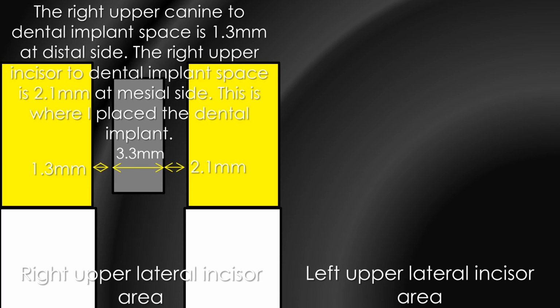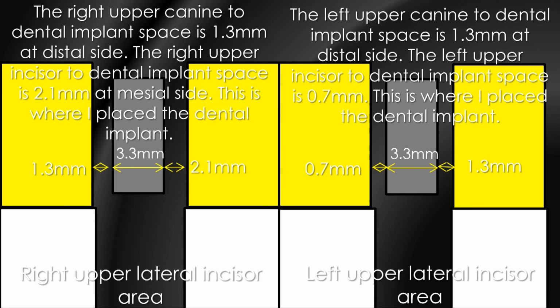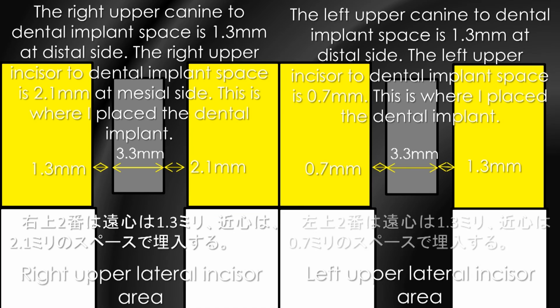The right upper canine to dental implant space is 1.3 mm at the distal side. The right upper incisor to dental implant space is 2.1 mm at the medial side. This is where I place the dental implant. The left upper canine to dental implant space is 1.3 mm at the distal side. The left upper incisor to dental implant space is only 0.7 mm. This is where I placed the dental implant.